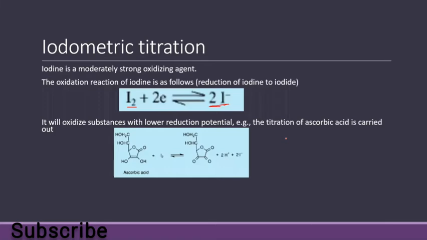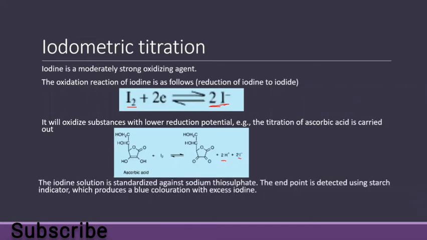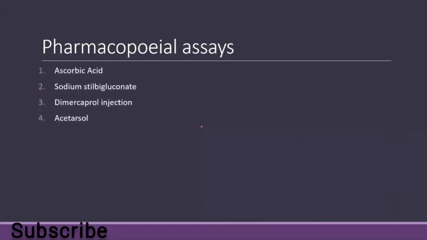If we have an iodometric titration of vitamin C tablets available in the market, we will do it with iodine. Then we have iodide, hydroxide and hydrogen ions. The iodine solution is standardized against sodium thiosulfate. The endpoint is detected using starch indicator, which produces a blue coloration when excess iodine is present. So now if we talk about pharmacopoeial assay, we can perform it with ascorbic acid, sodium stibogluconate, and dimercaprol injection. These are all pharmacopoeial assays for iodometric titration.